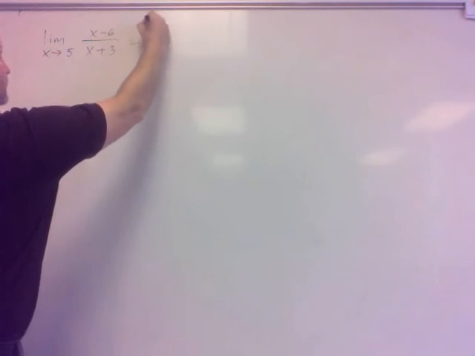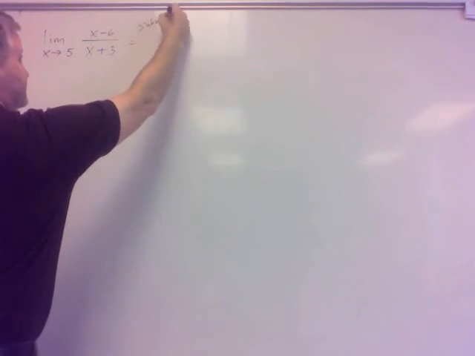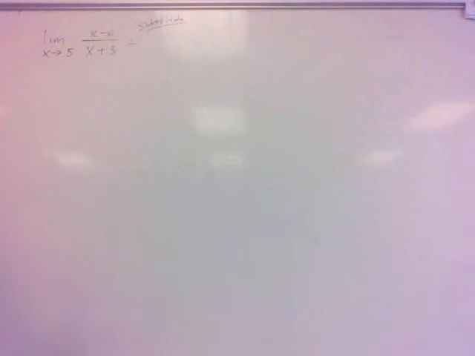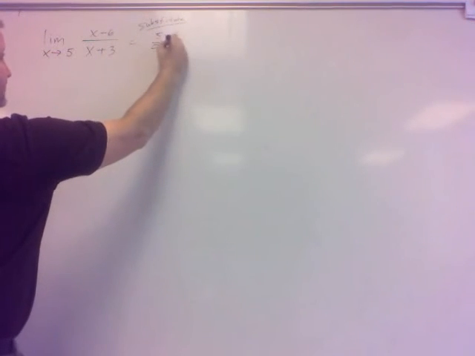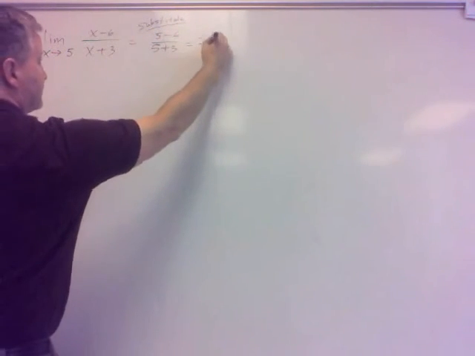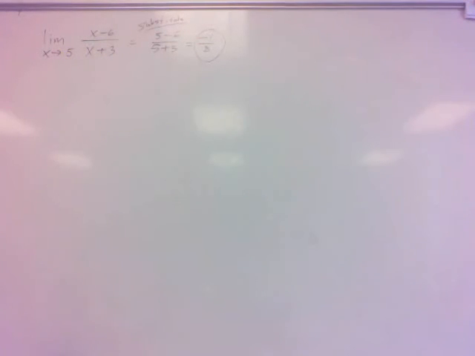Same thing holds true for this. We could go through each step-by-step limit law and do that, but can I substitute here? Yes, I can. There's not any problem here with substitution. So unless it says justify your steps, if you can substitute, substitute. You don't have to go through all the limit laws here. So 5 minus 6 over 5 plus 3, that is going to be your limit, negative 1/8.